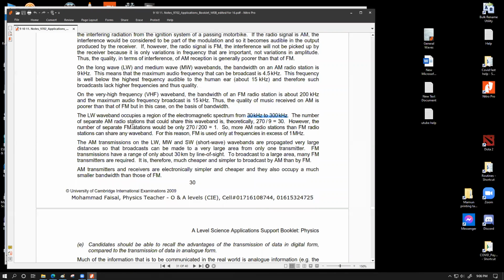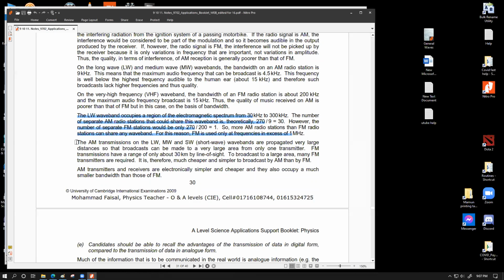So according to this paragraph, it is actually an advantage for the AM. The advantage is that if you use AM for the LW, you can use a lot of radio stations. If you want to use FM for the LW, you can use only one radio station. So in this case, you can have more transmission capability by a lot of radio stations. So this paragraph is basically representing an advantage of the AM over FM.